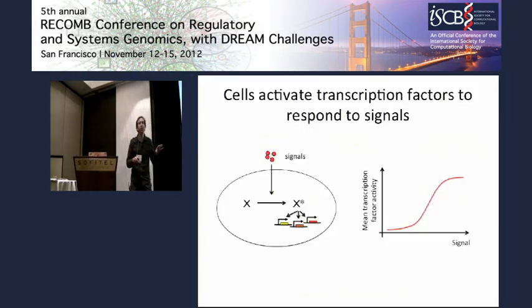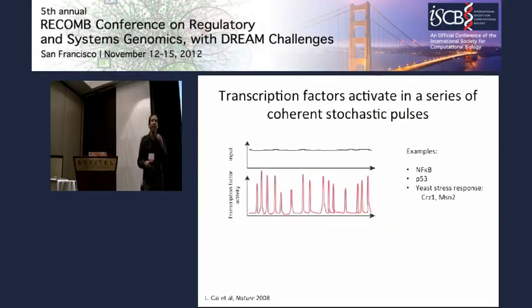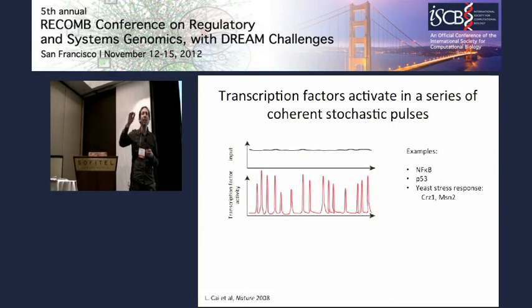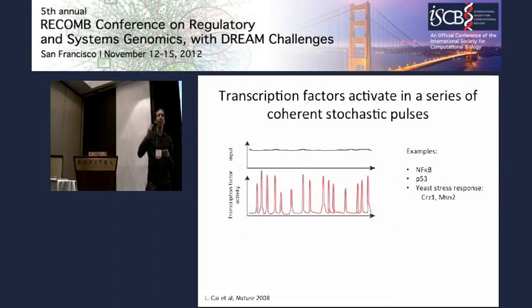Now, what I want to start with today is a very simple observation in many systems that signals regulate the cell by activating transcription factors. So you often have a case where a signal will activate a transcription factor, which will in turn activate target genes, and this will lead to some kind of dose-response curve. Now, the interesting thing that's emerged recently is that for many of these systems, even when the input is held perfectly constant, the output is not constant. The output comes in a series of what look like stochastic coherent pulses, where many or all of the molecules in the cell will suddenly be activated for a short time and then deactivated again. And these pulses go on.